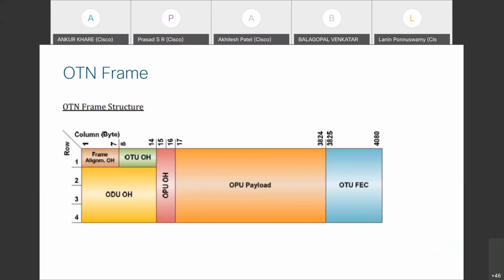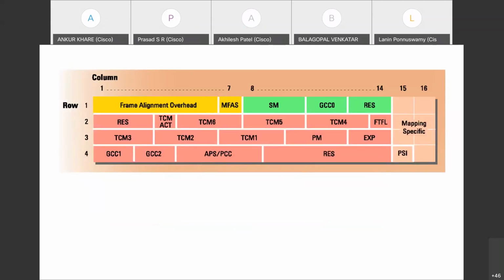Okay, so the OTN frame structure. We discussed the payloads, right? What all payloads can carry, that comes under the OPU payload area. We have overheads, OPU overhead, ODU overhead, OTU overhead, all aligned together, and it makes an OTN frame.